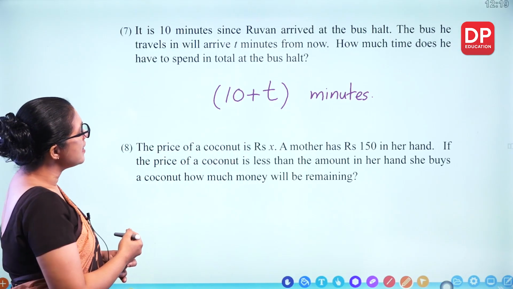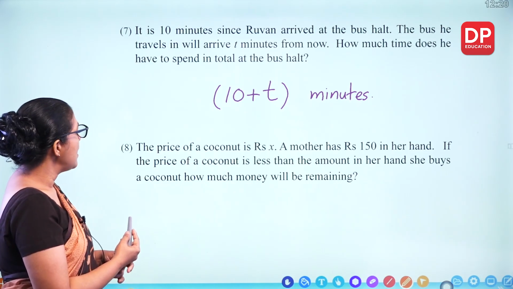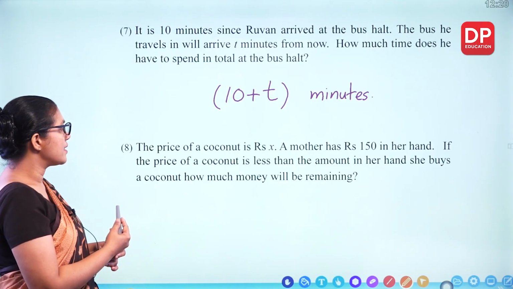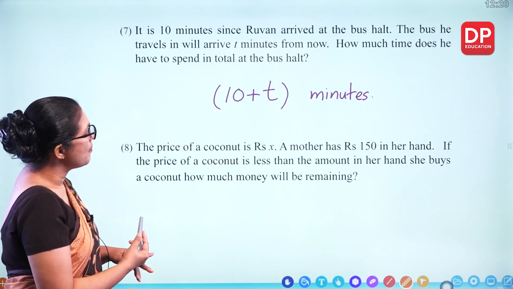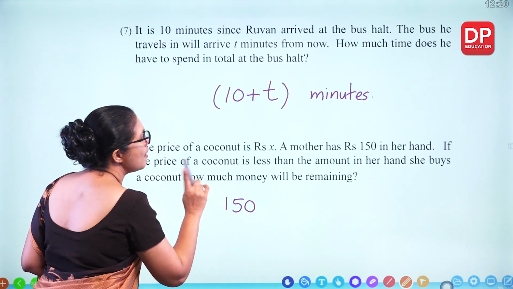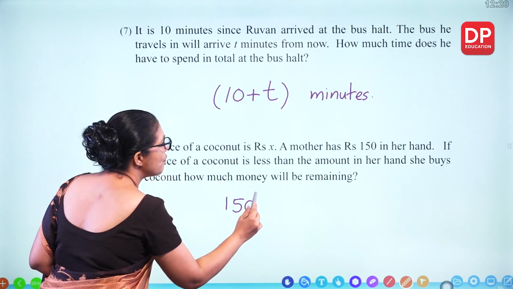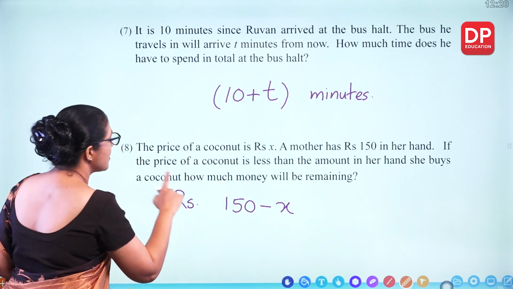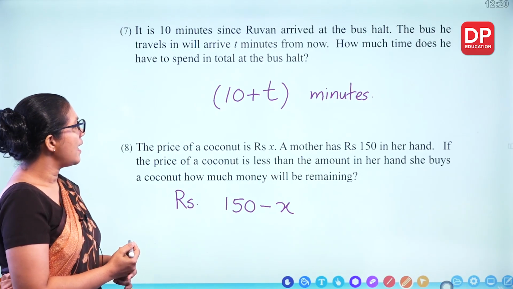The price of a coconut is X rupees. A mother has 150 rupees in her hand. If the price of a coconut is less than the amount in her hand, she buys a coconut. How much money will be remaining? So, coconut price is X rupees. She had 150, so she can buy one coconut. That's why it says it's less than the amount in her hand. So, 150 minus X is the balance she gets. So, the remaining amount is 150 minus X.